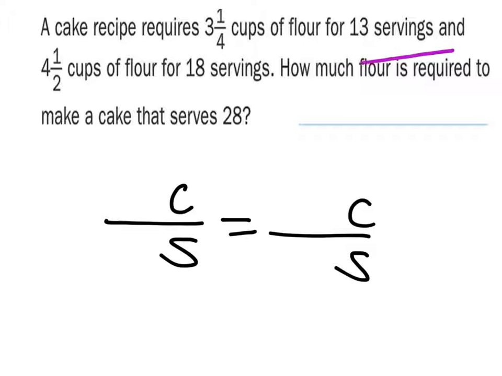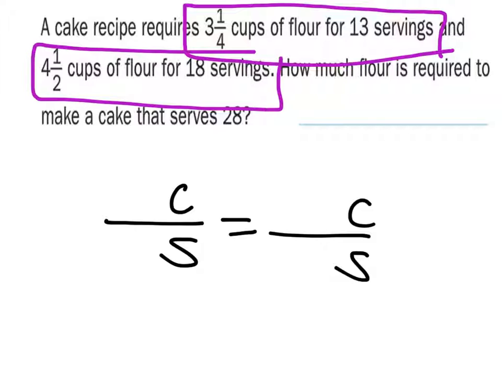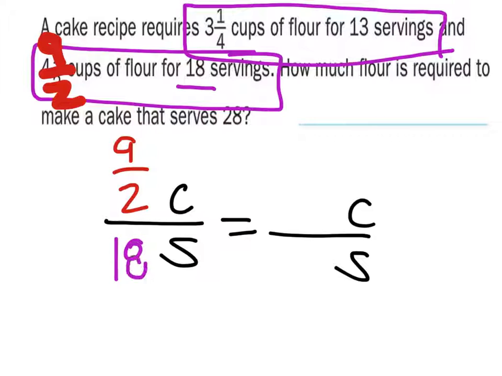Now look, it gave us two different comparisons to use. You guys want to use 3 1/4 and 13 or 4 1/2 and 18? All right, 4 1/2 and 18, very good. We do not want mixed numbers, so let's make this an improper fraction, which would be 9 halves, okay? So since that's 4 1/2 cups, that's where 9 halves will go. And that was for 18 servings.